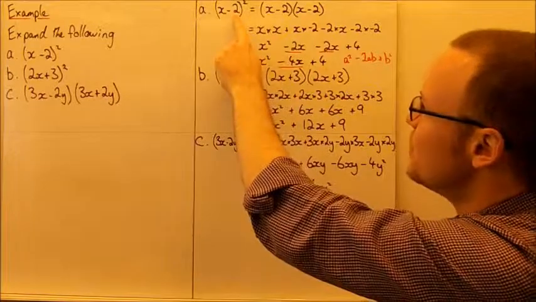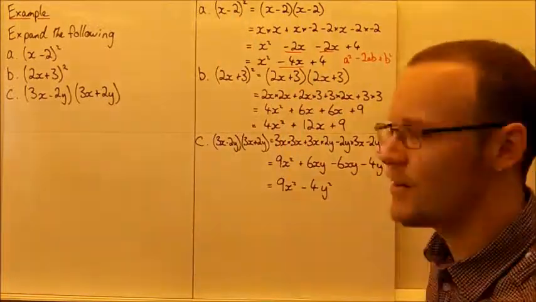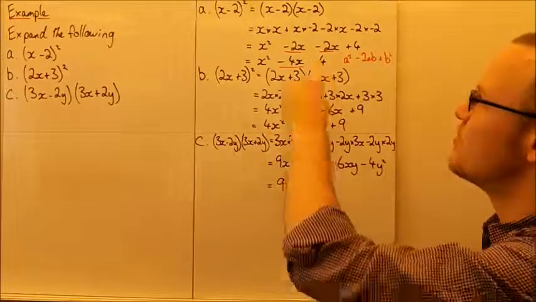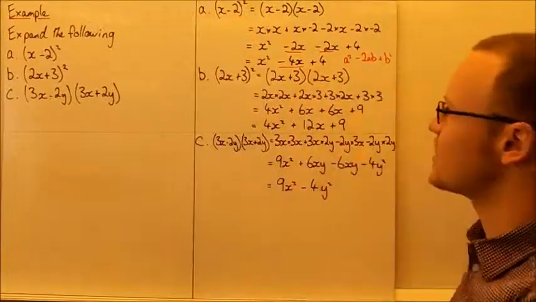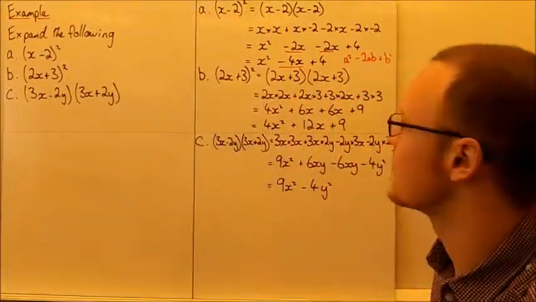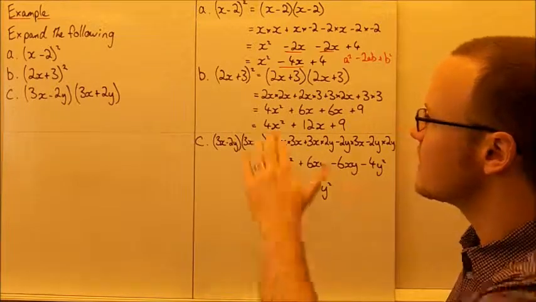So b is 2 here, and we see it's in that same format. b squared, 2 squared, is 4. So we can see that it has come out in that same format. Let's have a look at this next one.